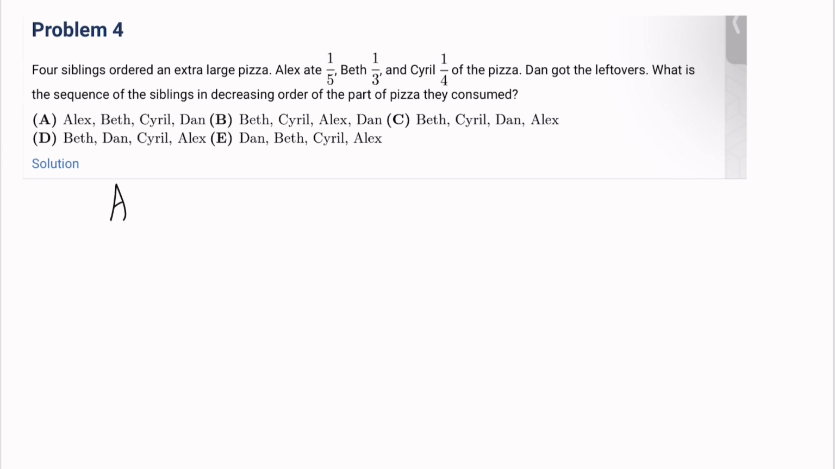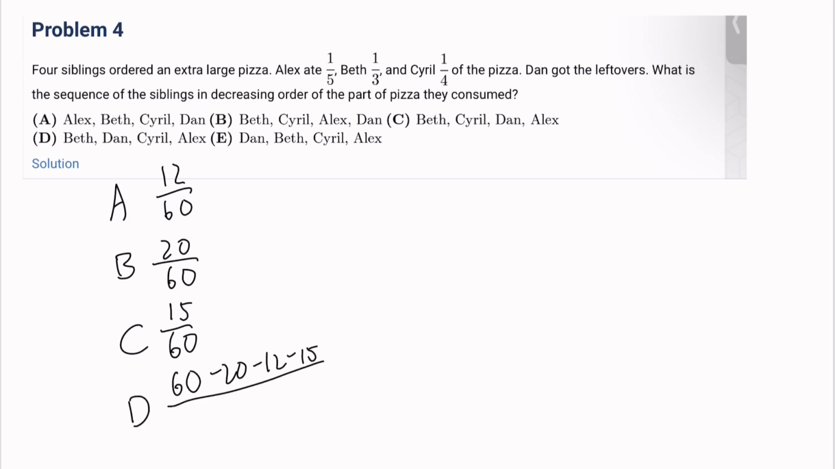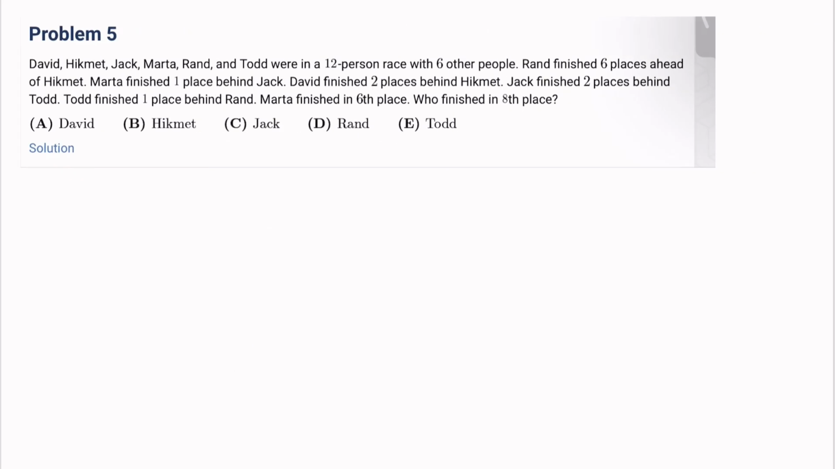So Alex ate 1 over 5, which is 12 over 60. Beth ate 1 over 3, so that's 20 over 60. And Sarah got 1/4, which is 15 over 60, and so Dan got 60 minus 20 minus 12 minus 15 over 60, which is 20 minus 7, so it's 13 over 60, right? So it's 13 over 60, and it said in decreasing order, so the person who ate the most first, so it's Beth, and then Sarah, and then Dan, and then Alex. So it's B, S, D, A. The answer is C.